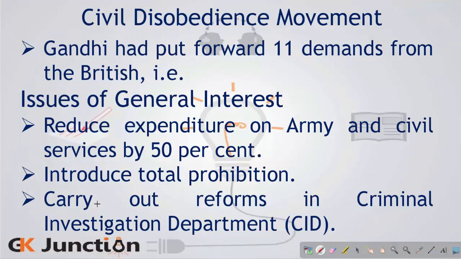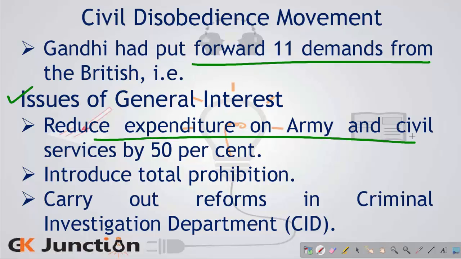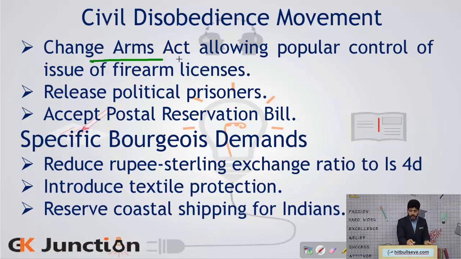To put forward their demand in a consolidated form, Gandhiji wanted 7 demands from the Britishers. These were issues of general interest such as reducing the expenditure on army and civil services by 50%, total prohibition, reforms in the investigation department, change in the Arms Act, release of political prisoners, and others.